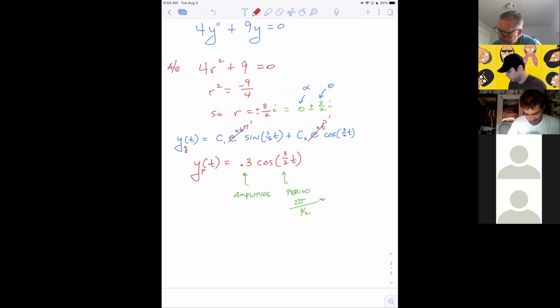Blurt it out. 4.188. 4.188, so about 4.2. So that basically means it's going to take 4.2 seconds for that spring, when you let it go, to go. Is that fast or slow? Very slow. It feels slow, doesn't it?